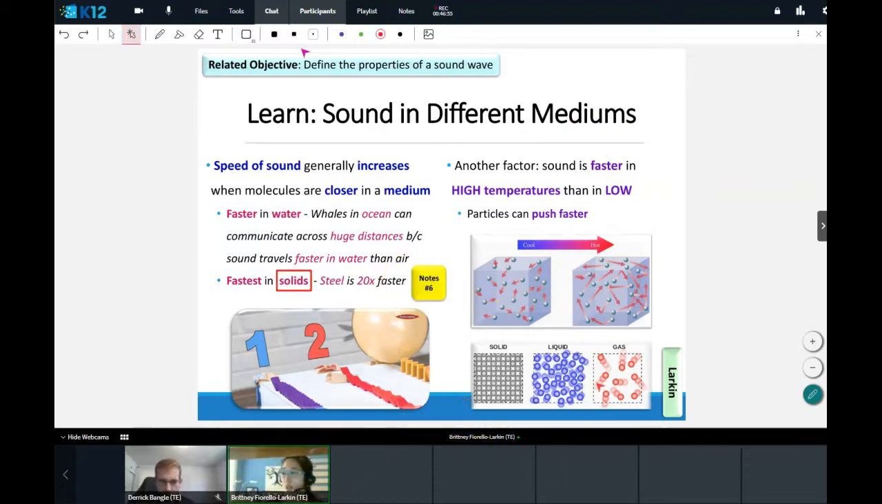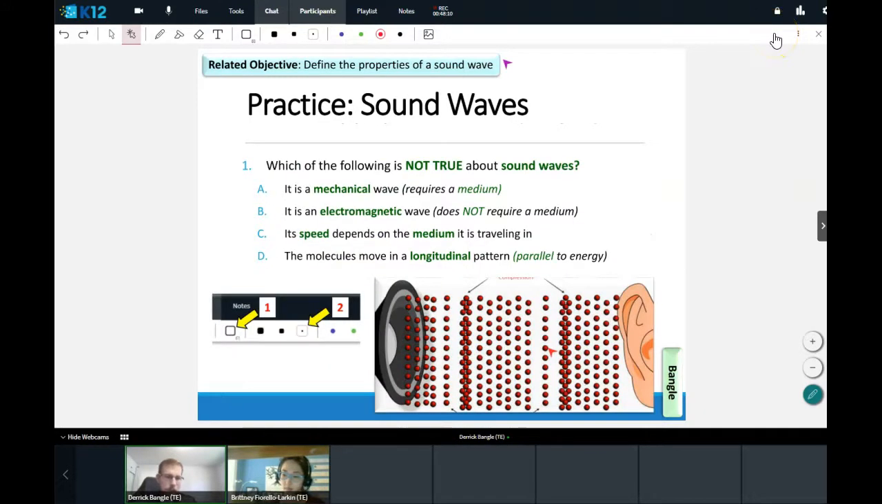This is number 6. Go ahead and fill in the blank with the word solids and only the word solids, and raise your hands. It is plural, so don't forget that last S. Sound waves, using our whiteboard tools, putting a box around the correct answer.